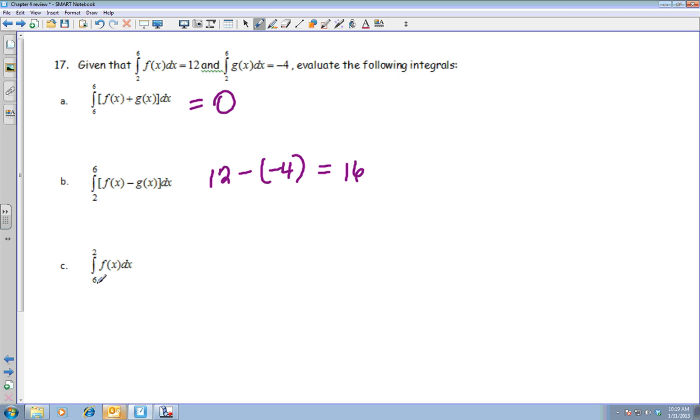The integral from 6 to 2. Now the problem with this is it should be 2 to 6. Okay, my lower number, my low number always has to be my smallest number. So I can switch them around, but if I do, I have to put a negative out in front. So that means I'm going to take my answer that they gave me for f of x, which was 12, but now it's going to be negative 12.